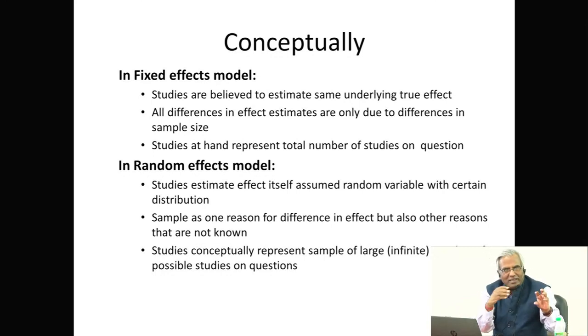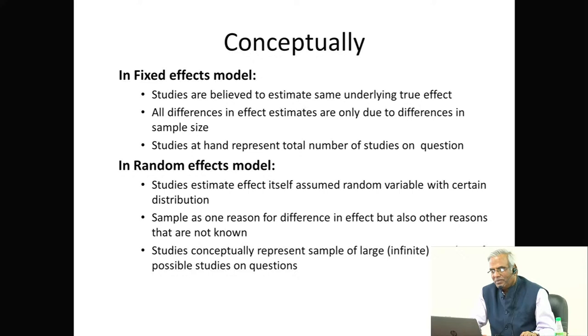You are getting little differences because of differences in the sample. Either the number is different or the kind of study subjects are different. That is why you are getting differences. But otherwise, the underlying truth is the same. So the effect is fixed. All differences are due to differences in the sample size or sample type. It may be the characteristics of the sample also which may differ. And there is nothing called more studies. These are the studies at hand. This is all which is there. And you have to conclude from this.